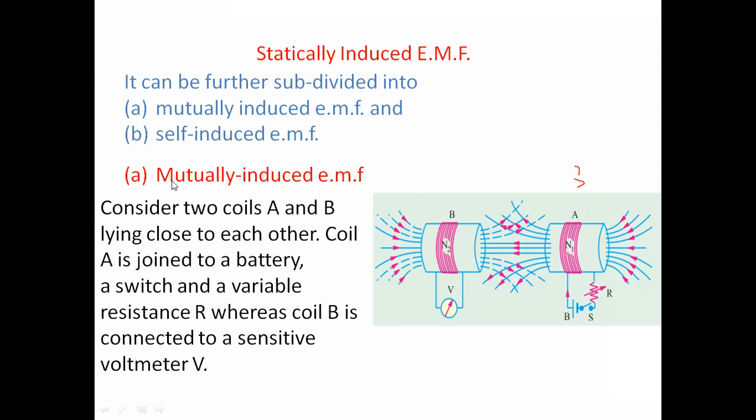The EMF is produced in one coil due to another coil, and that is considered mutual inductance. Self-induced EMF is nothing but the EMF produced in the coil itself. The EMF is generated in the same coil because its own flux generates the EMF. We will also see that in the next part.